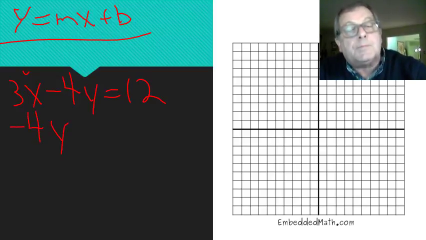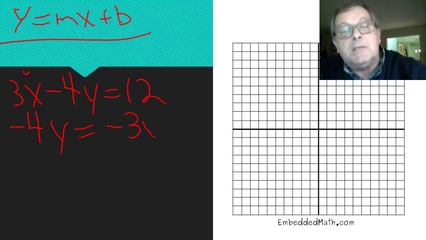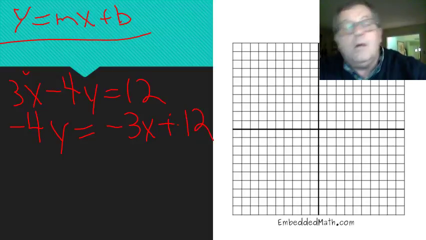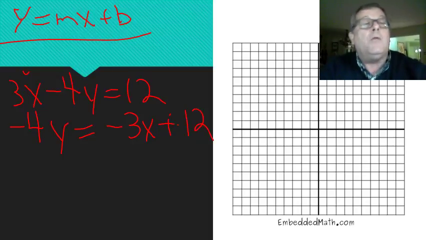4y equals negative 3x plus 12. All right, but I got to get y by itself. That means I'm going to have to divide everything by negative 4.